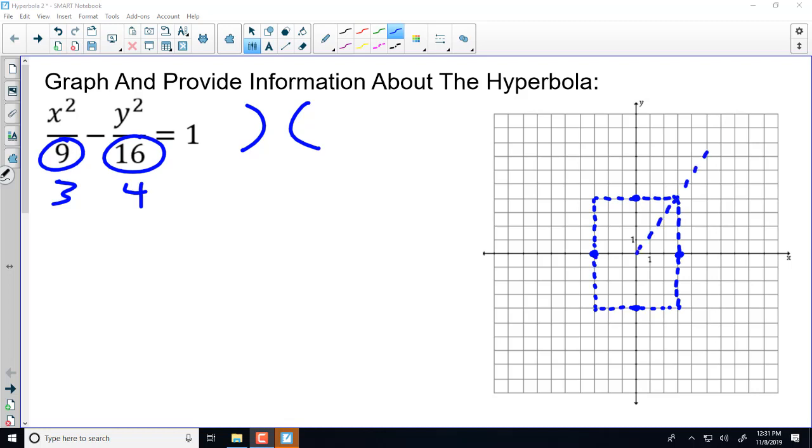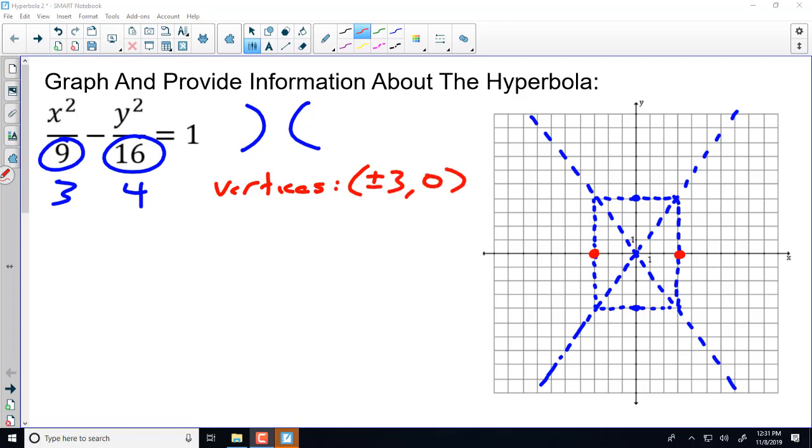And my asymptotes, which must go through the center, which in this case is the origin, and right through the corners of the rectangle. Where are the vertices? Well, they're on the middles of the sides of the rectangles for the direction the hyperbola opens. So my vertices are right here and here. So my vertices for this particular hyperbola are going to be plus or minus 3, 0, like that.